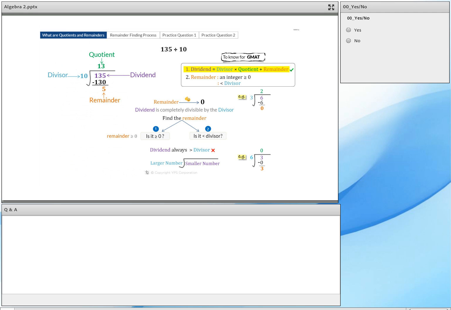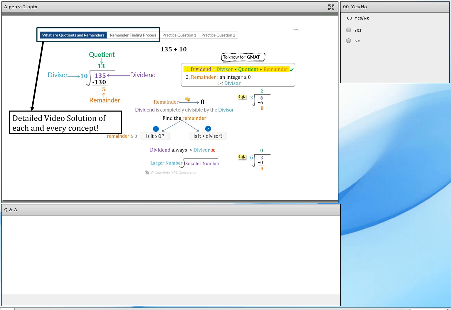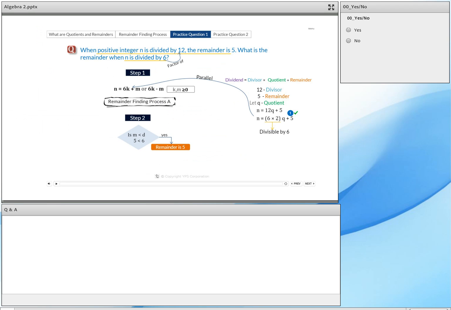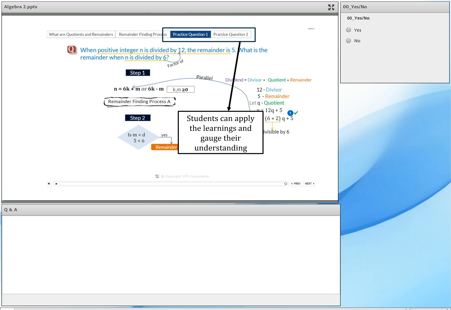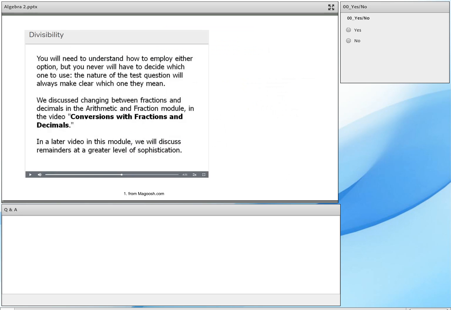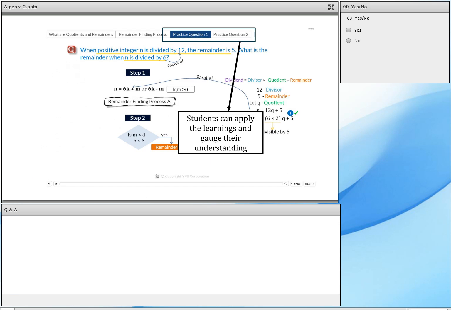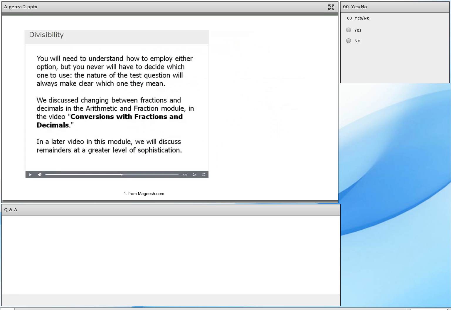Now what I'm going to show you is screenshots from our course. This is what a typical concept file would look like. You have detailed video solutions for each and every concept. You have detailed visual solutions. You have detailed solutions for each and every practice question in the concept files. Here's another, so you can basically apply your learnings and you can understand how well you are learning through the concept as you're proceeding through the concept.